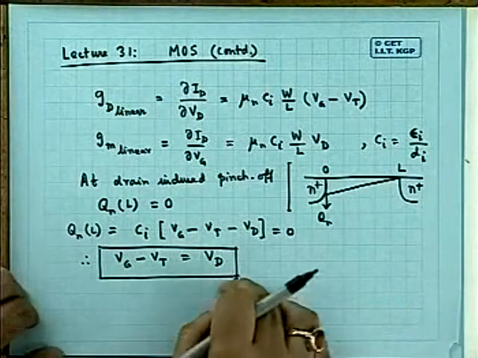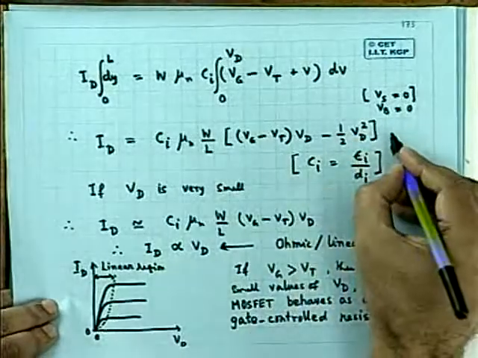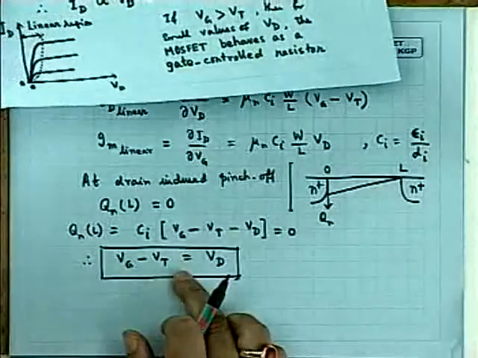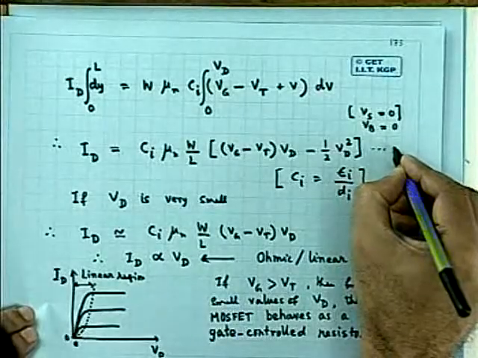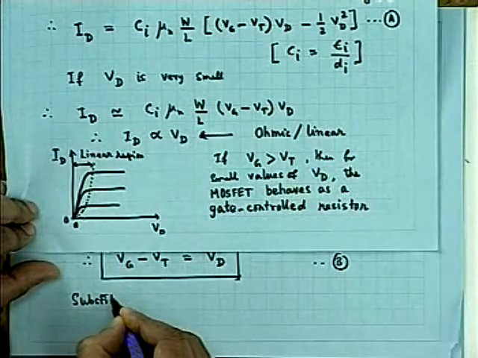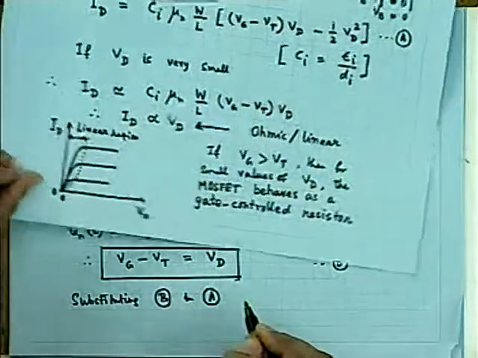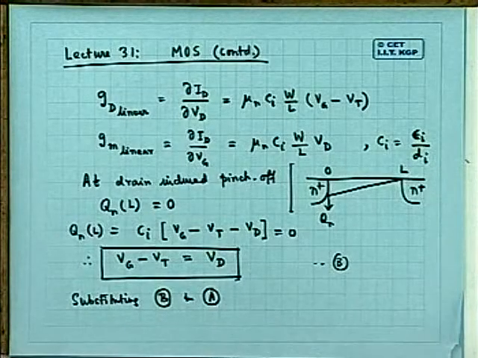So under this condition, substituting Vd equal to Vg minus Vt into our current equation, I call it A equation, this is B. Substituting B in A. I am sorry, in this particular class I am not writing down the equation numbers because of certain problems. So you have to put that in your notes yourself, okay? Sometimes I am writing A, B, etc., but continuous 1, 2, 3, 4 kind of equation numbers I am not maintaining because of some problem in taking this class.